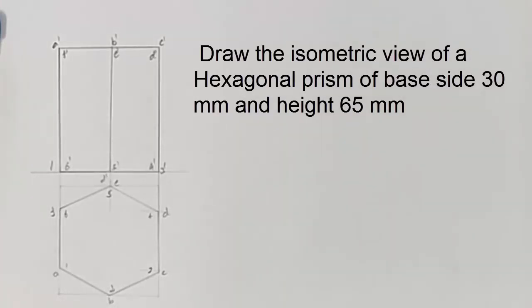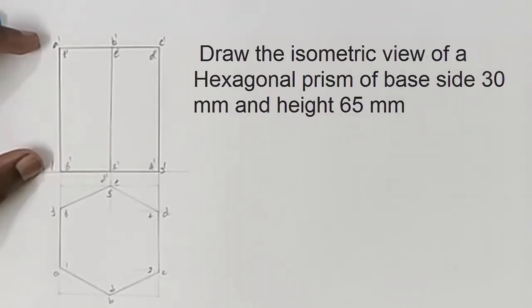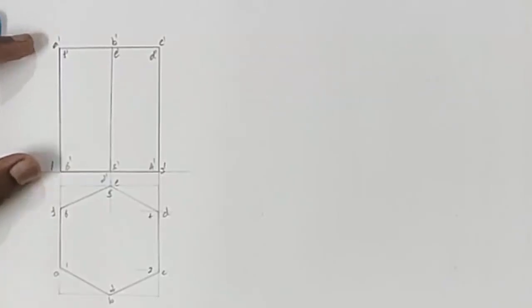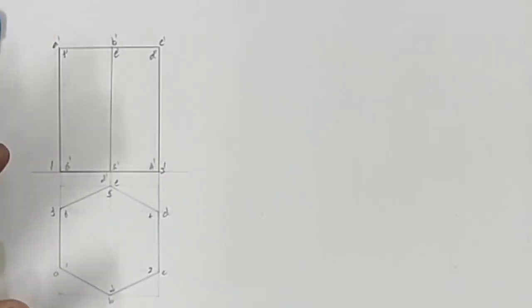Okay, let us draw the isometric view of the solid given in the question. The solid is a hexagonal prism of side 30 mm and axis height 65 mm. So I have drawn the simple orthographic view of the solid first. This is the top view and this is the front view of the solid.